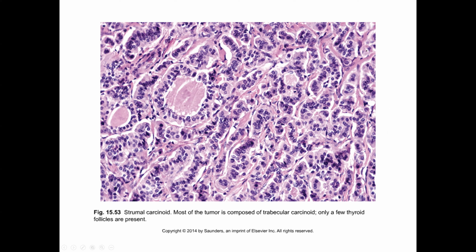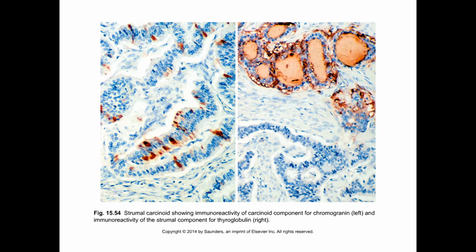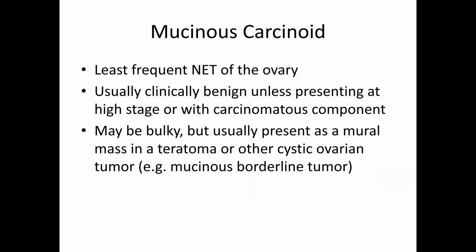And when we look at the immunohistochemistry from this lesion, you can see that the patterns can be deceptive. Here's the thyroglobulin staining on the right. Here's the chromogranin staining on the left, and you see that it's a diversity of patterns that intermingle with one another in this lesion. Mucinous carcinoids also can occur in the ovary and create a whole new set of challenges.